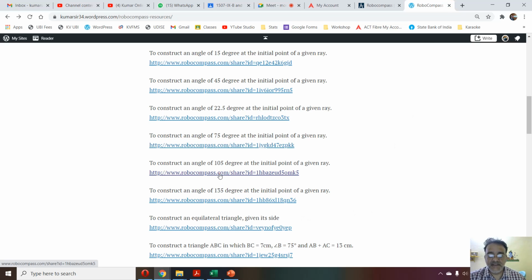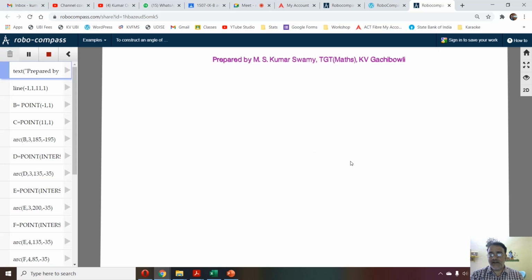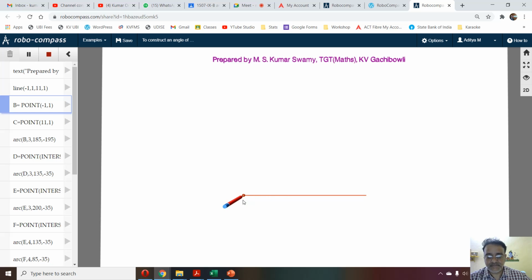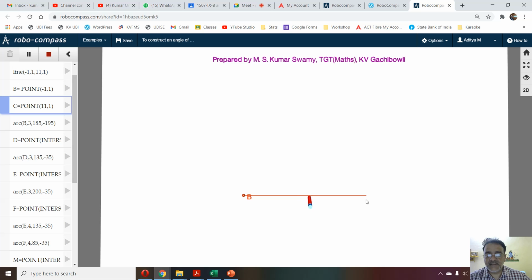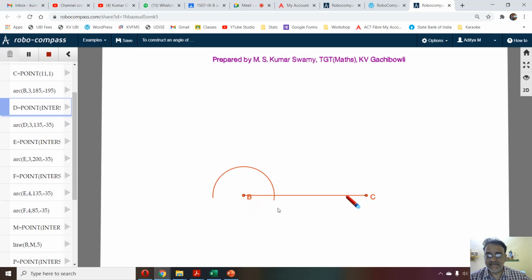Now we'll move towards 105 degree, the construction of 105. So for 105 we will draw the angle bisector between 90 and 120. 90 plus 120 is 210, divided by 2 is 105. So we'll draw a line segment using ruler first. We'll take this point as B, right, and this point as C. Now with center B and with convenient radius, we'll draw one semicircular arc which will intersect BC at point D.